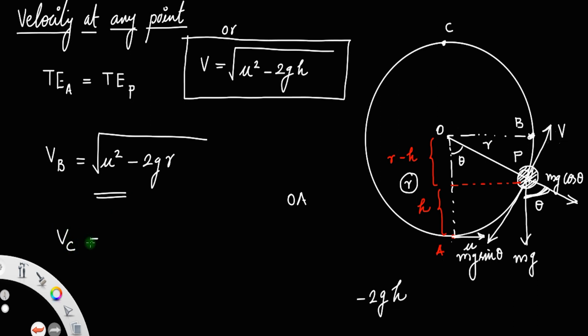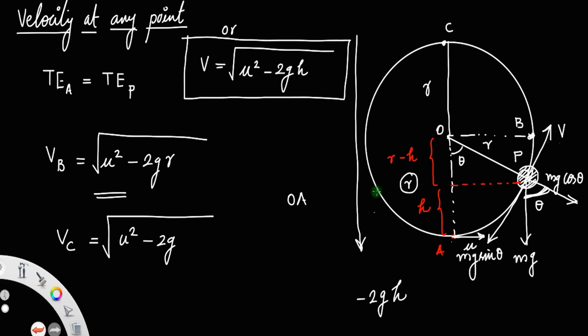What about the velocity at C? Again, you substitute that in the equation we wrote in the box. So this is equal to u square minus 2g times the height. This time, since there is an extra r, r plus r, the height will be 2r. Clear? So velocity at the maximum height will be root of u square minus 4gr. Clear? These are the different velocities at the points for a body in vertical motion.